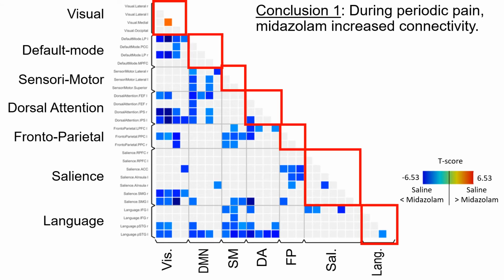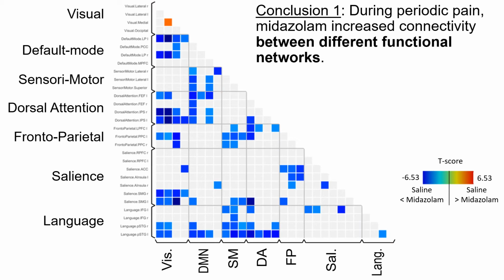Data within these major boxes along the diagonal reflect functional connectivity changes between nodes within the same functional network, and we can see that these were less common. Looking at all of the off-diagonal boxes, we can see that cross-network increases in functional connectivity predominate, and an example is shown here between the sensory, motor, and default mode networks.